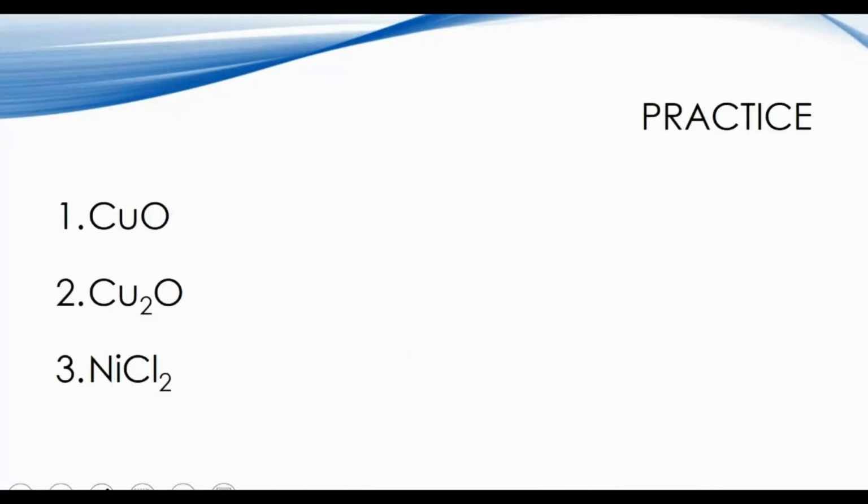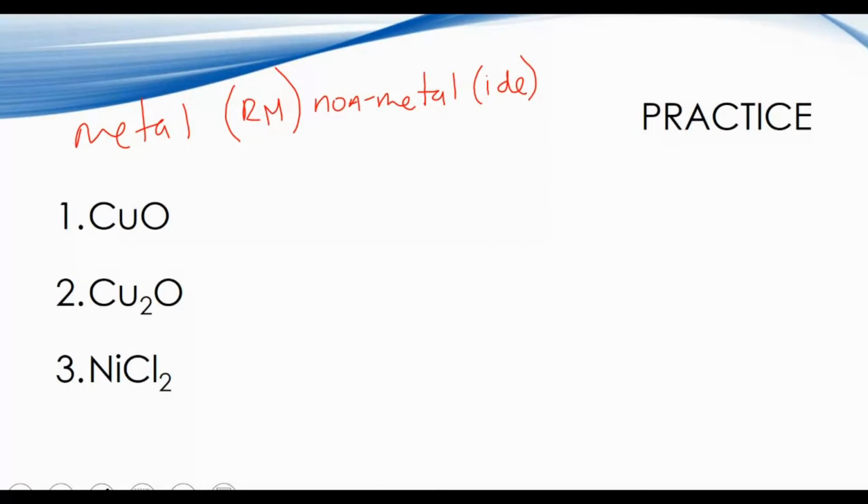Okay, so let's do some practice. And remember, we need to name the metal first. Then we need to have the Roman numeral, so RM for Roman numeral. And then we are going to have the non-metal. And remember, the ending of it still changes to IDE. Okay? And remember the other rule, they must equal to 0.